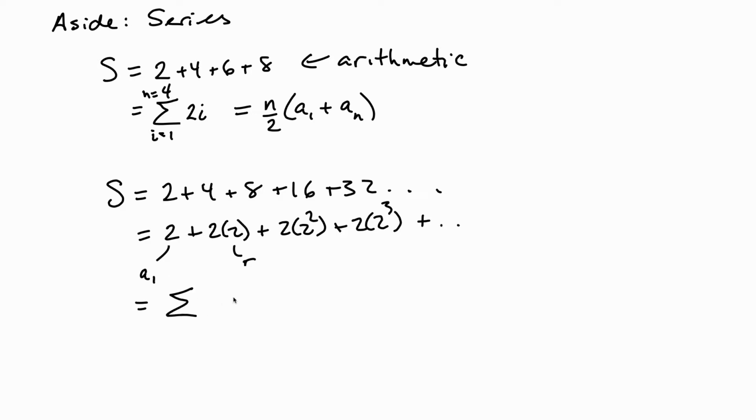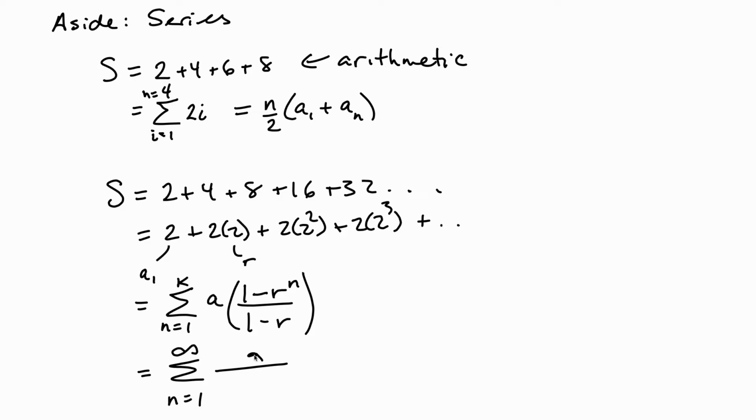So in general, the solution for this kind of series is given by the total sum for n terms. If you have a geometric series k terms long, its sum is given by this, and if it's an infinite series where n goes from 1 to infinity, it's just the first term divided by 1 minus r.